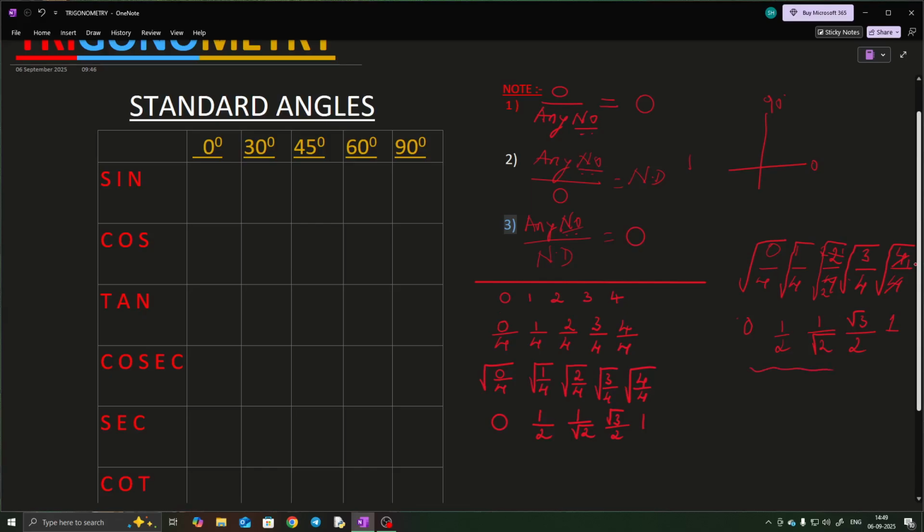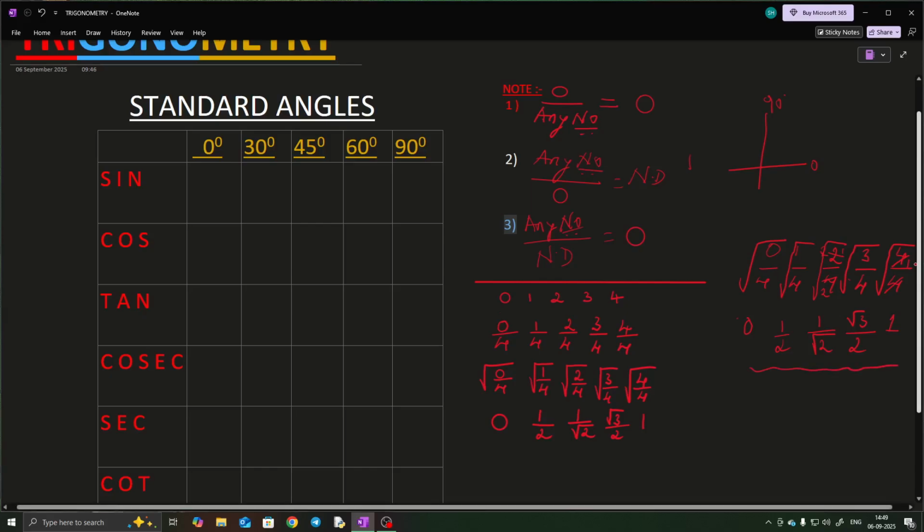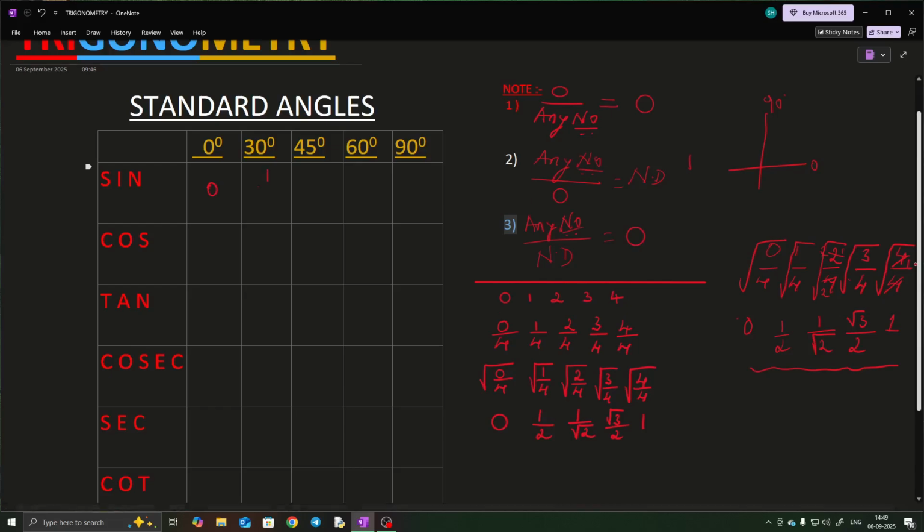Now these values what you see here, it is going to be a set order for sine. That means sine 0 is going to be equal to 0, sine 30 is going to be 1 by 2, sine 45 is 1 by root 2, sine 60 is going to be root 3 by 2, and sine 90 value is going to be equal to 1.